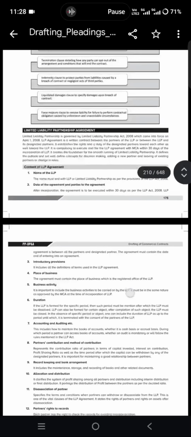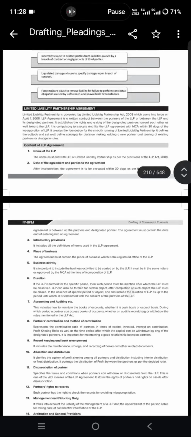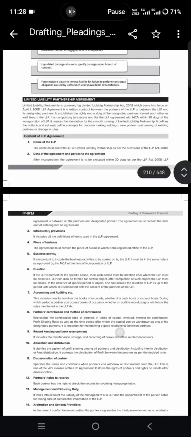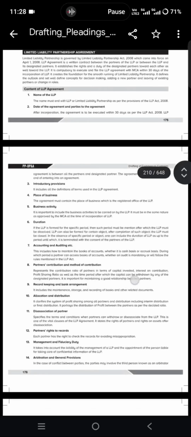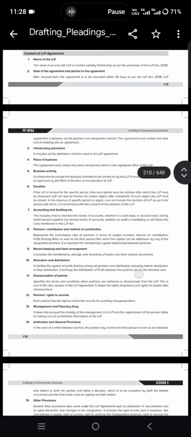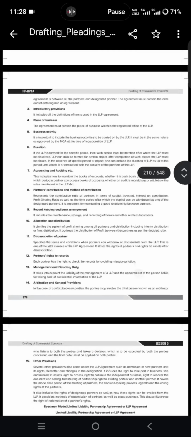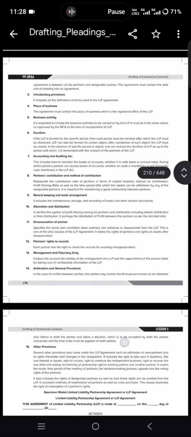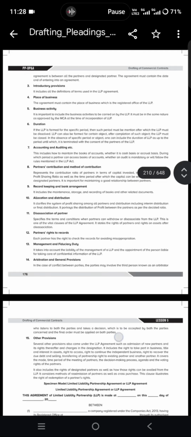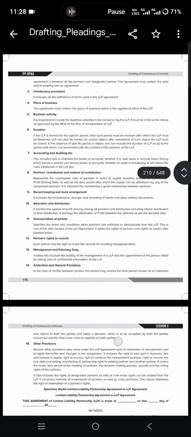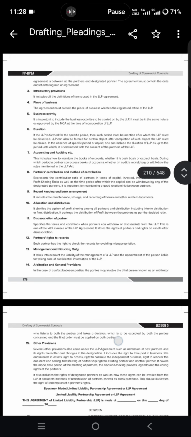Termination clause, detailing how any party can opt out of the arrangements and the conditions that will end the contract. Means if these conditions have been met, the contract will end. And indemnity clause, to protect the parties from liabilities caused by a breach of contract or negligent act of the third party. Confidentiality, dispute, details of the jurisdiction, termination, indemnity.